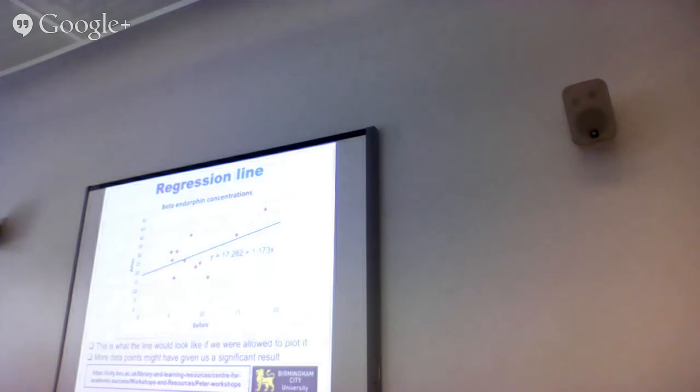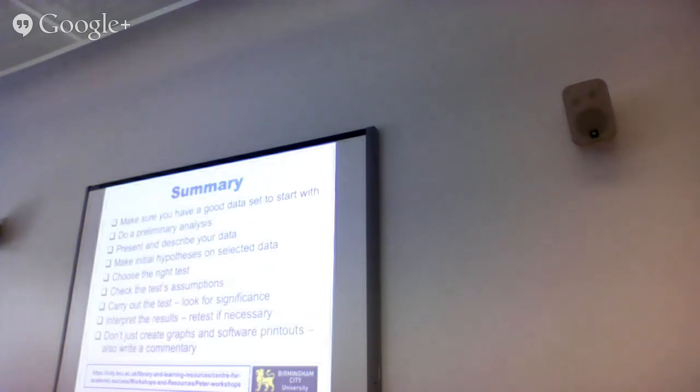So just to summarize, garbage in, garbage out. Make sure you've got a good data set to start with if at all possible. You need to do a preliminary analysis, which is your descriptives, where you present and describe the data, make initial hypotheses based on your research questions, and choose the right test, checking its assumptions if it's parametric. If it's non-parametric, then there aren't any assumptions, so you don't have to do that stage. Then you carry out the test, look for significance, and interpret the results. And don't just create graphs and software printouts, you need to write a commentary to go with it.